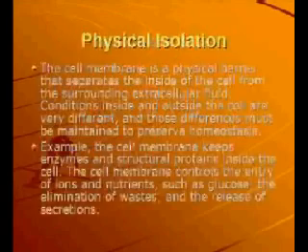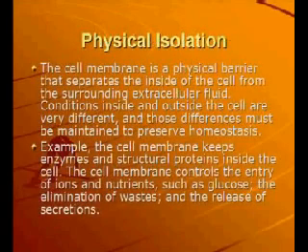And we'll go into some more details about each of those characteristics. Physical isolation. The cell membrane is a physical barrier that separates the inside of the cell from the surrounding extracellular fluid. Conditions inside the cell and outside the cell are very different, and those differences must be maintained to preserve, again, that key word, homeostasis. Examples: the cell membrane keeps enzymes and structural proteins inside the cell.